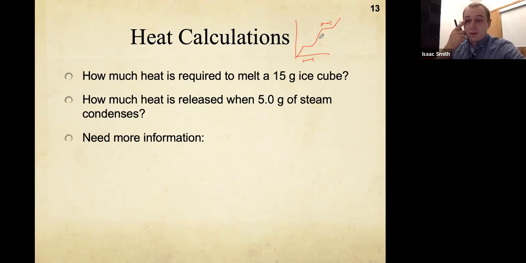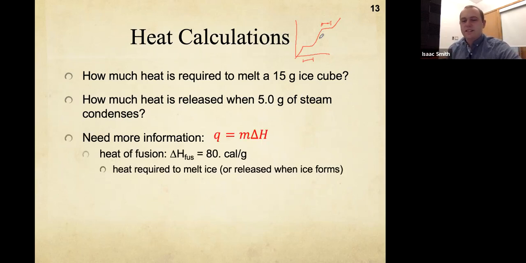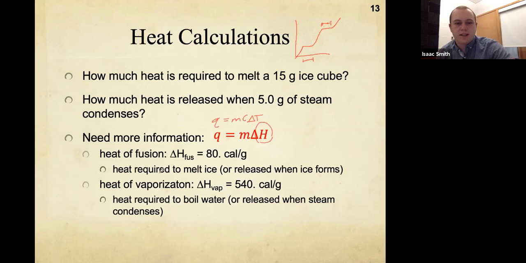So we're definitely going to need more information. This is the second equation that you'll want to know for heat calculations. The first equation was Q equals mcΔT, and this is going to be our second equation. Delta H is going to stand for either the heat of fusion or the heat of vaporization, these two values.